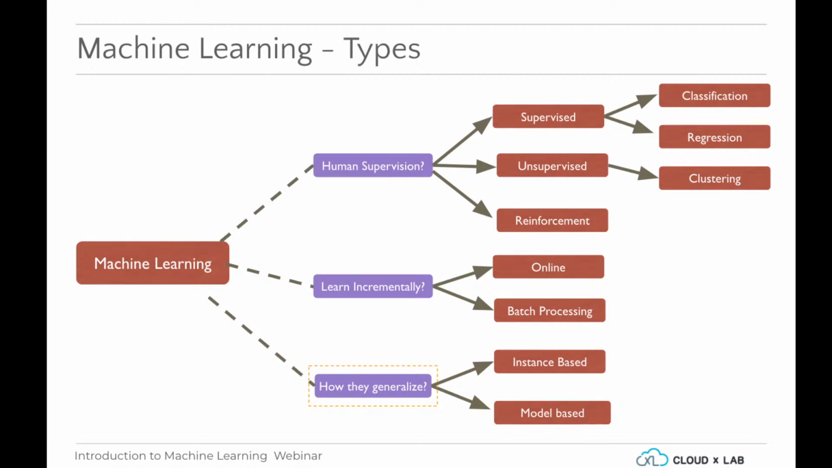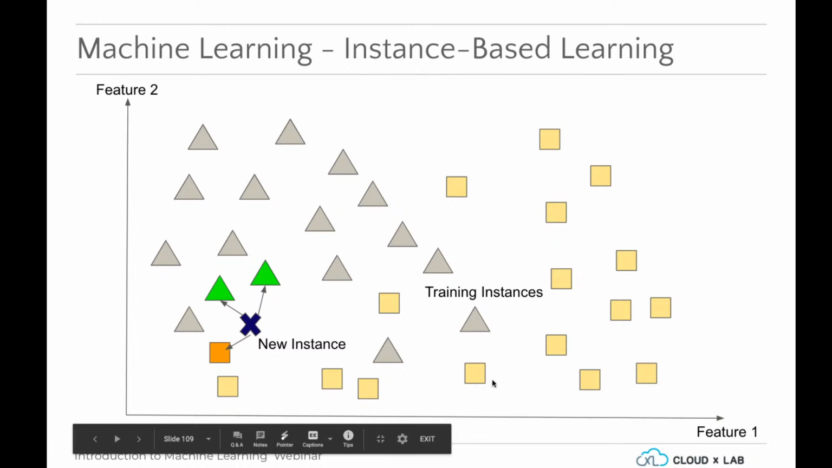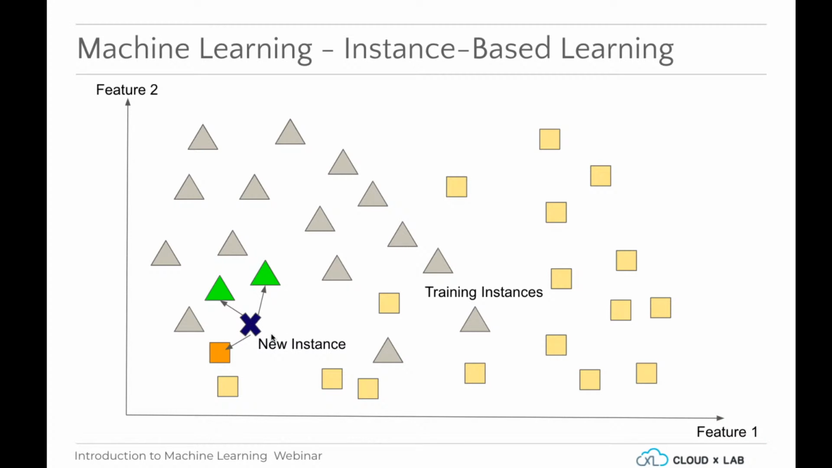So the question is, how do they generalize? Are they instance based or model based? In an instance based system, say this is a classification task, and you have these training instances, and you have bifurcated them into triangles and rectangles. And then you get a new instance, say this is a new instance X.